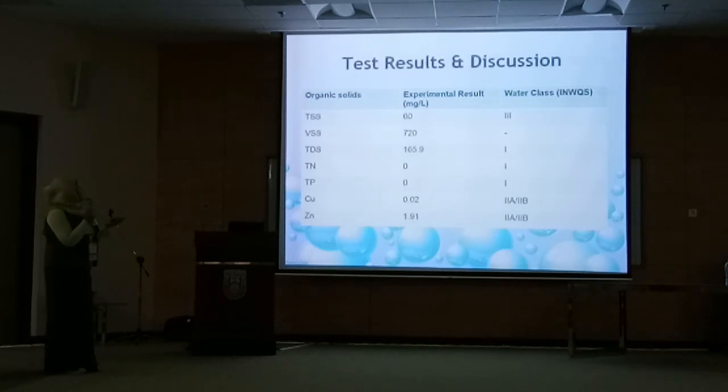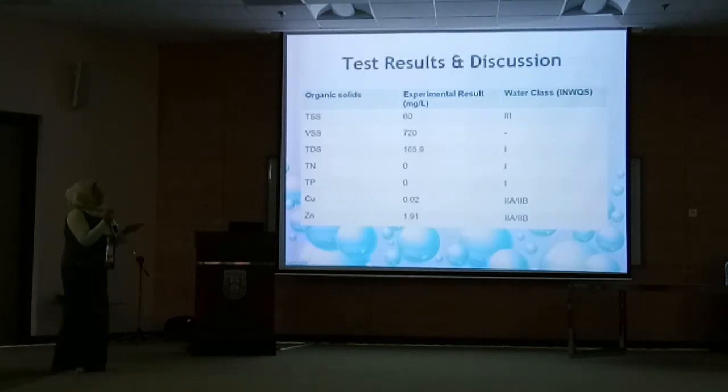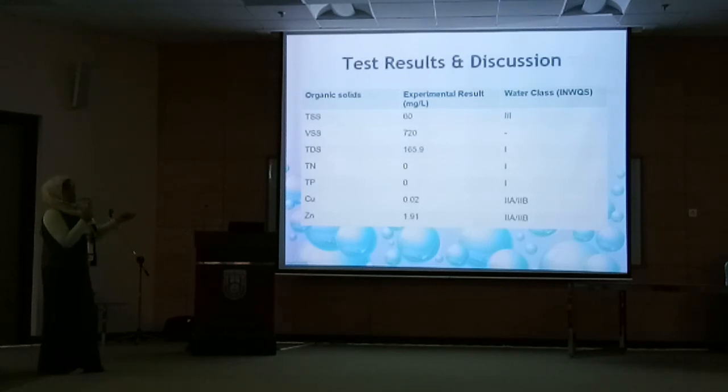And here are the results. TSS gives 60 milligrams per liter. It's water class 3. Water class 3 is not actually for domestic use or drinking purposes. I will show the purposes in the next slide. VSS is 720 milligrams per liter. TDS is 165.9 milligrams per liter.